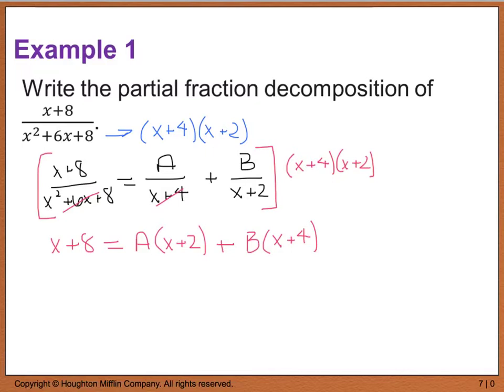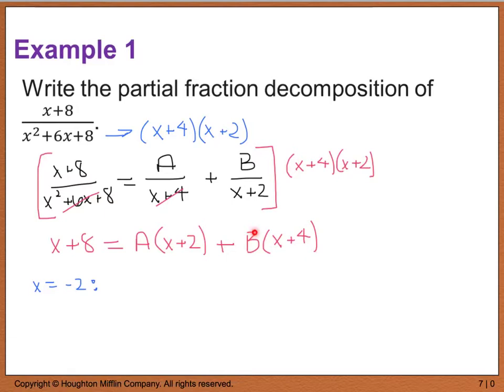So now when we're dealing with linear denominators, I think the easiest way in this case is to just use a substitution method. And I see that if I say that x is equal to -2, that's going to allow me to cancel out my whole A term, because that's going to make this piece 0, and A times 0 is 0. So that leaves me with just a value of B to solve for.